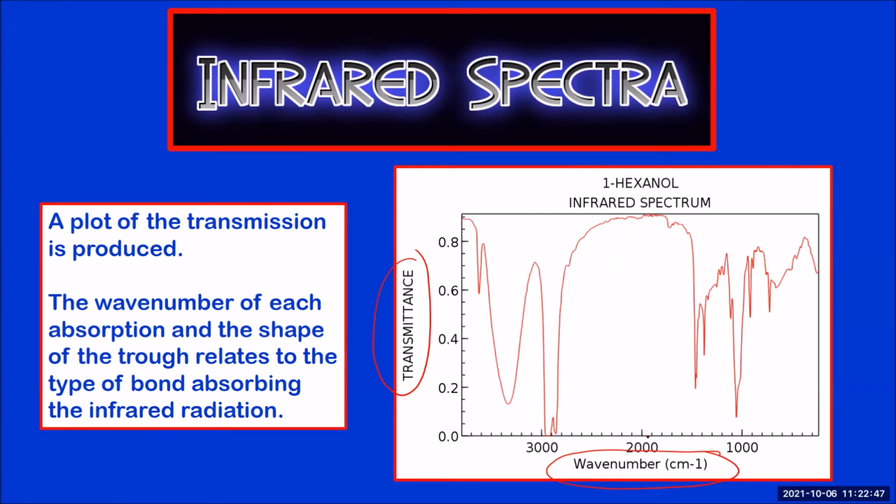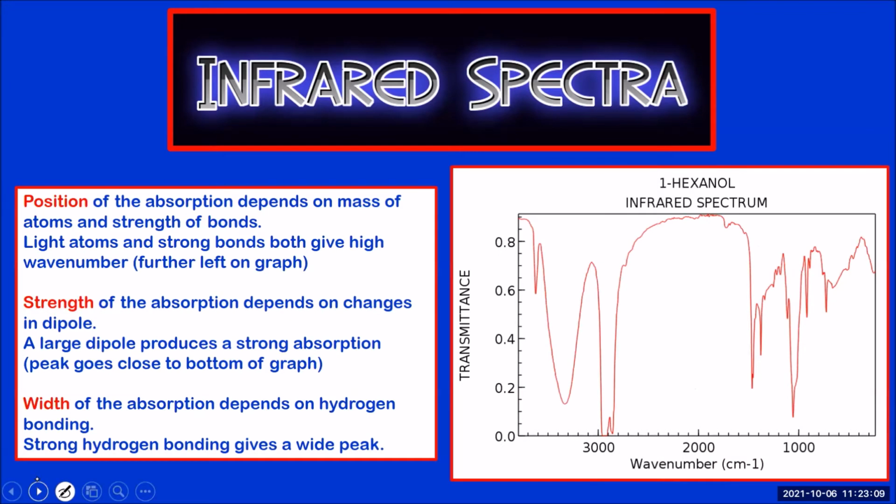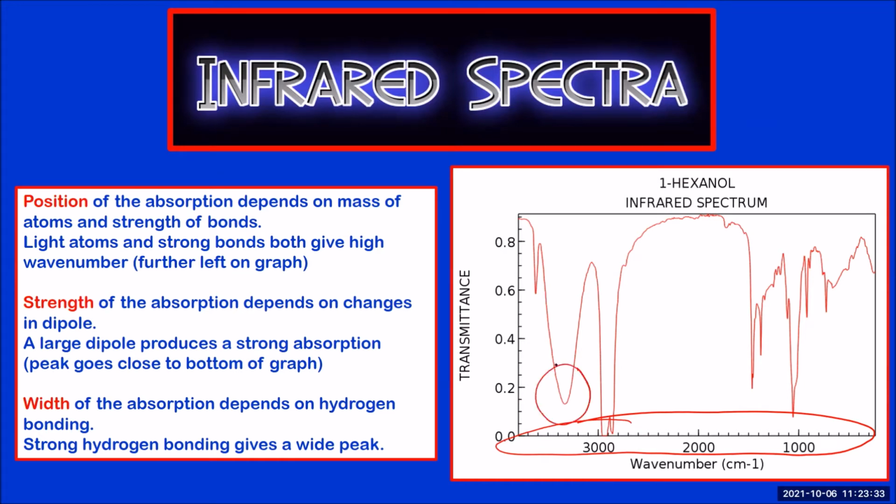When an absorption occurs, there is a trough on the graph, so transmission drops, and we can use the size and shape of the trough to determine what type of bond is absorbing the radiation. The position of the absorption depends on the mass of the atoms involved and the strength of the bonds. Light atoms and strong bonds give us high wave numbers, further to the left on the graph. The strength of the absorption, that is how close that trough goes to the bottom of the graph. These are strong absorptions, these are much weaker absorptions. They depend on changes in dipole. So a large dipole produces a very strong absorption.